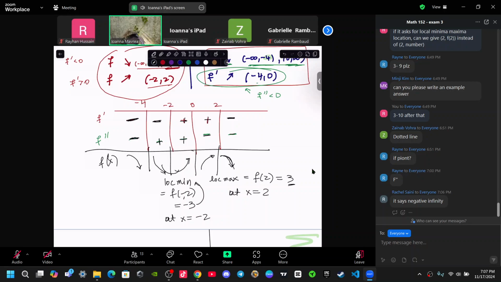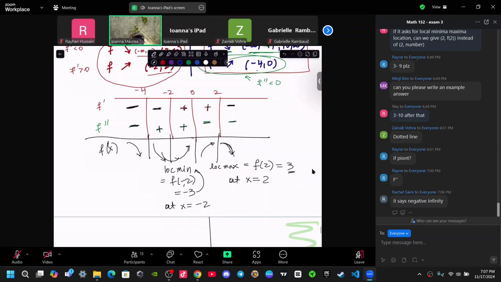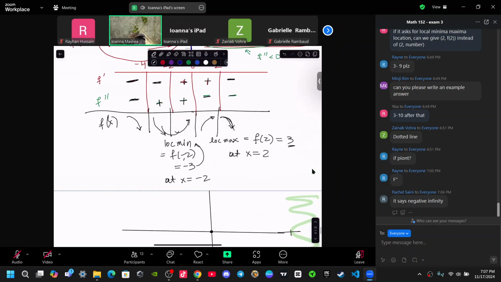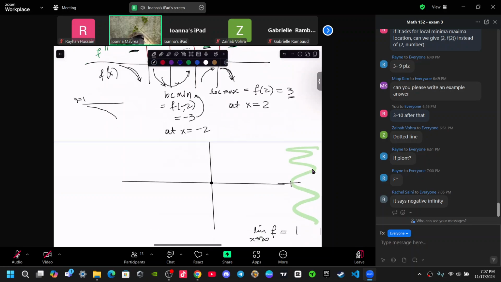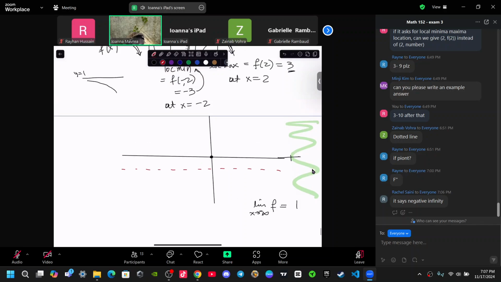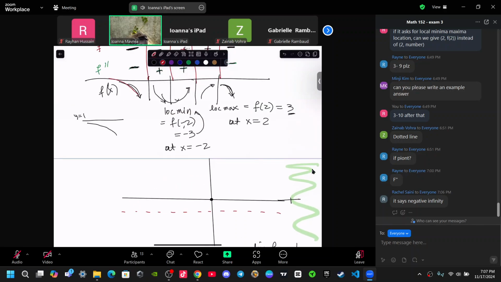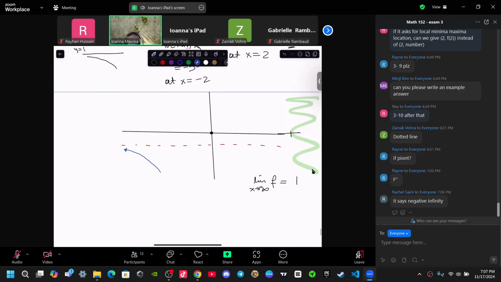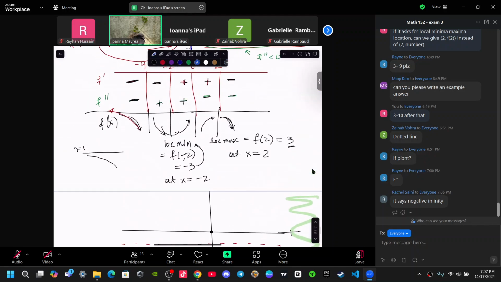Oh, negative infinity. Okay, that doesn't work. Okay, negative infinity, that's better. So otherwise, that doesn't work. So this is better. This is y equals 1. So you're going to y equals 1 like this, right? So you have an asymptote that you're approaching this way. So your graph goes like that, okay?